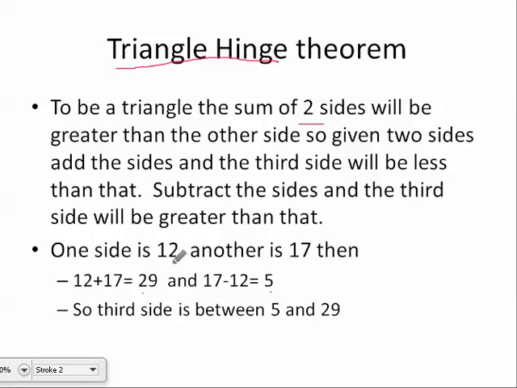So in this situation, 12 and 17: 12 plus 17 is 29, and 17 minus 12 is 5. My third side is between 5 and 29. It does not have to be a whole number. It is just some number in between there, like 18.63. That would be a valid length for a side.